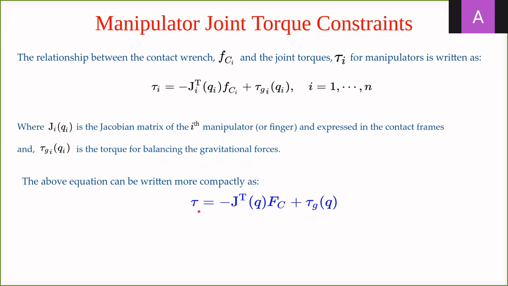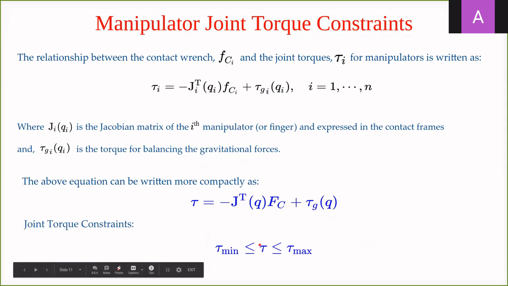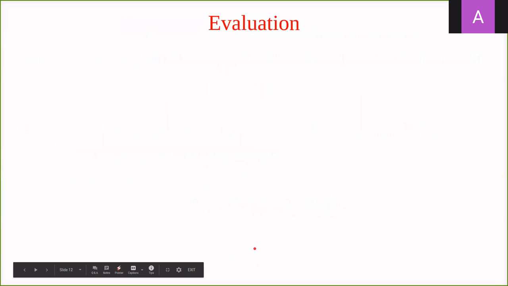To ensure that the joint actuators are able to generate the required joint torques, we need to specify the joint torque constraints as given here. In this equation, tau min and tau max are the lower and upper limits of joint torques respectively. These constraints are also a set of linear constraints.